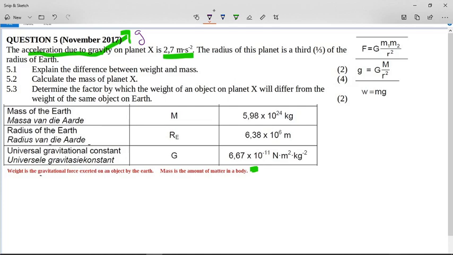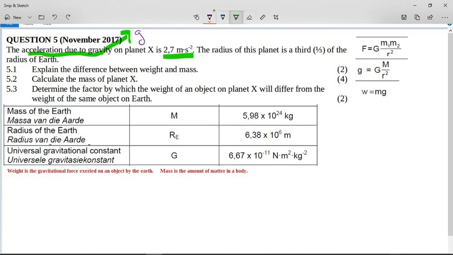Weight depends on the gravitational force exerted on an object by the Earth or whatever planet you happen to be on, whereas mass is how many particles you have, the amount of matter in a body. So basically, if you know the definition, you can use the definition to explain that answer. Now it says to you, calculate the mass of planet X.